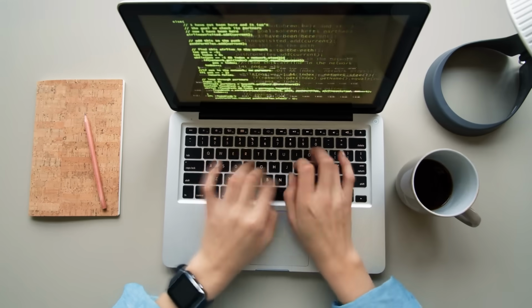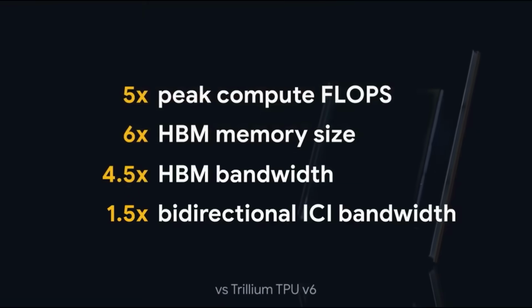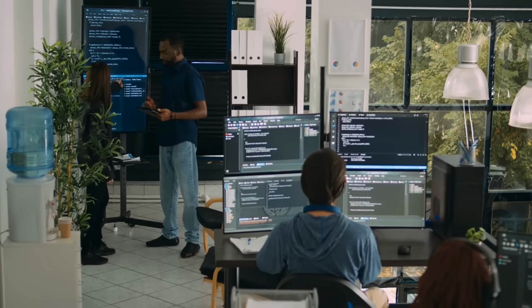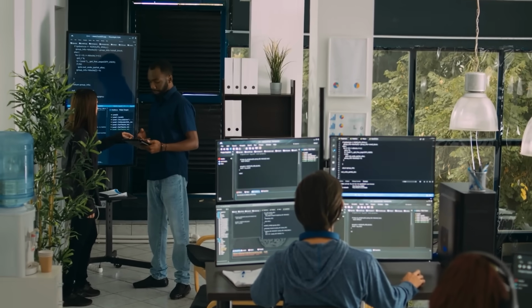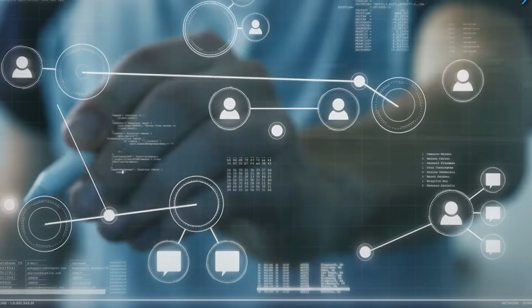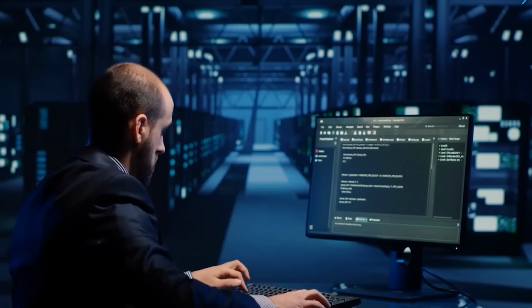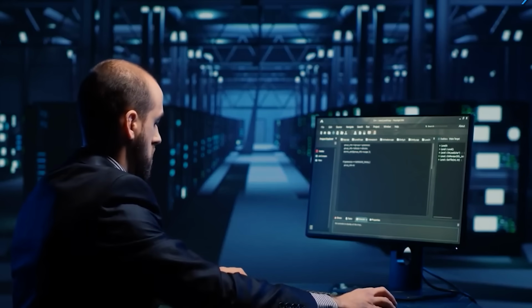We're talking 6 times more memory, 4.5 times more bandwidth, and 2 times the performance per watt. Why does that matter? Because AI isn't just living in research labs anymore. It's showing up in finance, healthcare, retail, and media, all places where every millisecond and every watt counts.